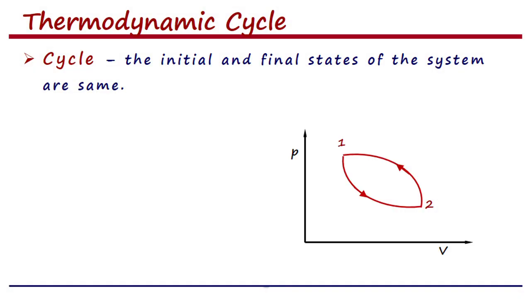We can plot it on PV diagram. So look at this PV diagram. This is the initial condition of the system. After the expansion process, this is the condition of the system at state 2. Again, the gas is compressed. Again, it is being brought back to its initial condition. So you can say that the initial condition and the final condition of the system is the same. So this is a cycle.